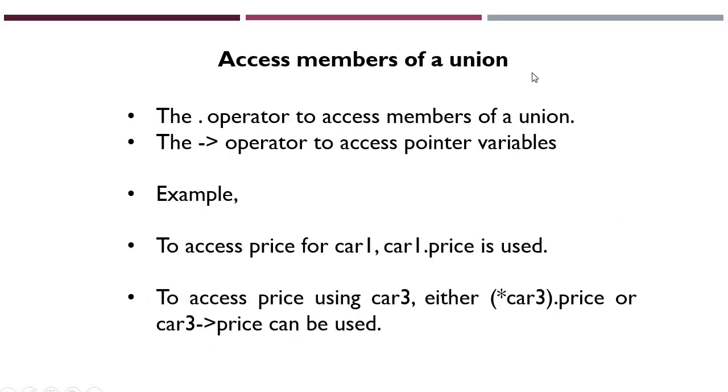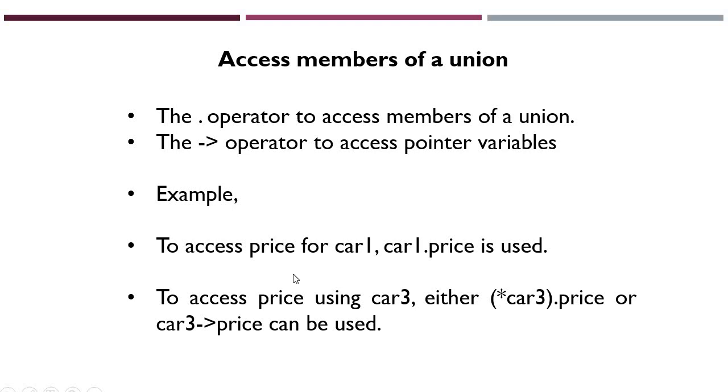So how do we access the members of a union? We have defined all the member variables inside the union, but how do we use and access them? The dot operator is the one used to access the members of a union, and in the case of pointer variables, we have to use the arrow operator.